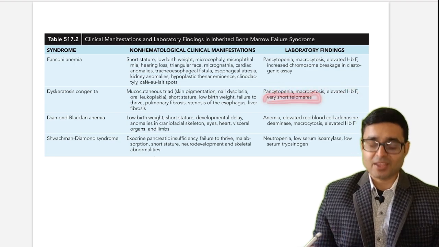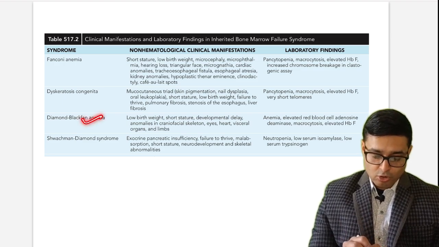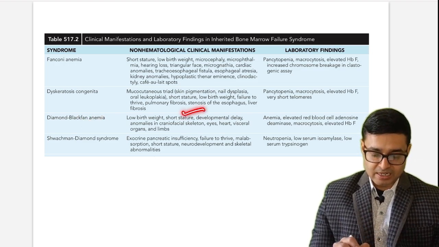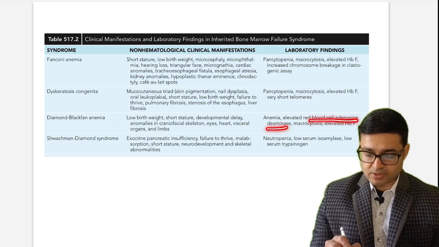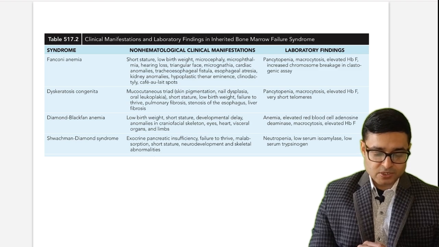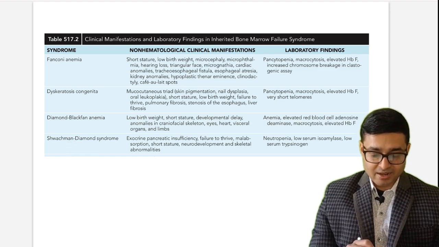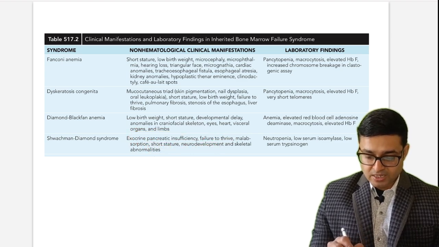This is different. Diamond-Blackfan anemia has low birth weight, short stature, developmental delay, craniofacial skeletal anomalies, and laboratory findings like red blood cell adenosine deaminase and macrocytosis. Shwachman-Diamond syndrome: exocrine pancreatic deficiency, which is important, failure to thrive, malabsorption, short stature, and neutropenia, with low serum amylase and low serum trypsinogen.